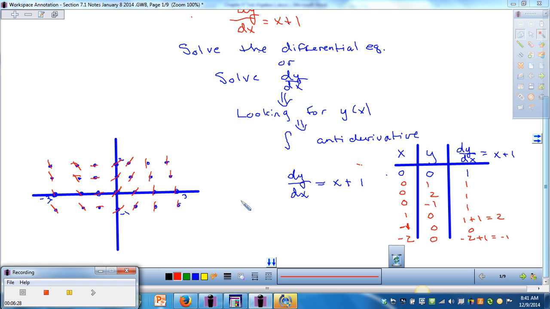So you're looking at a whole bunch of possible solutions. And let's say I said that the solution has to go through the point -1, 0. So if it goes through the point -1, 0, and you had to sketch a possible solution, you are not connecting dots, but you're following the slope.